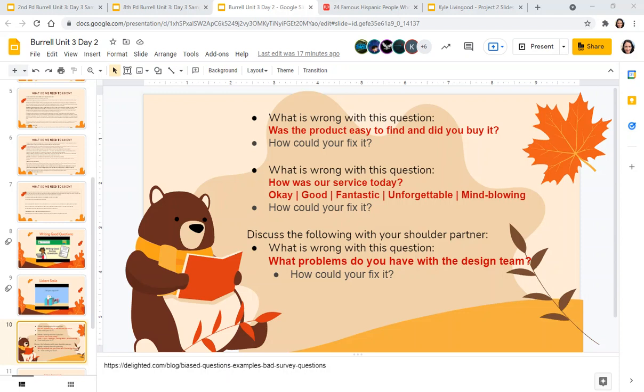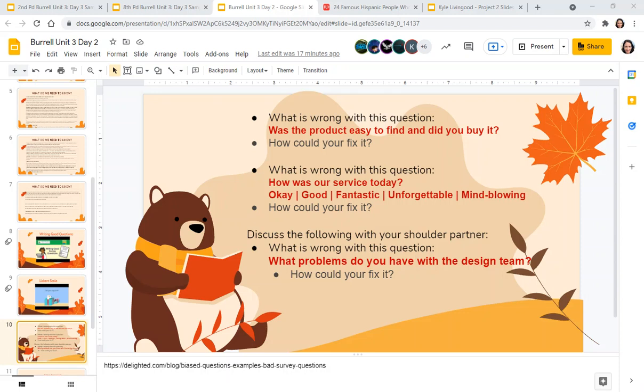All right, anything else that you guys want to add to that one? How could you fix it? Add a better range of opinions. Yeah, so add a better range of opinions, and you might also just want to do a scale for that, from very bad to excellent, you know, in a 5-point scale.